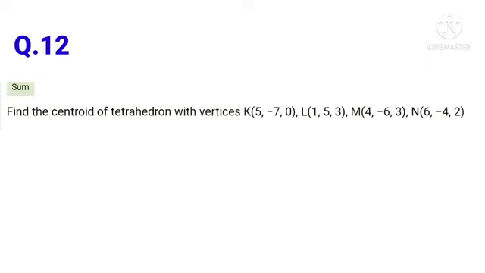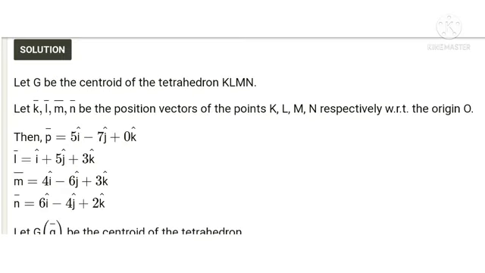And last example, 12th, find the centroid of a tetrahedron with vertices K 5 -7 0, L 1 5 3, M 4 -6 3, and N 6 -4 2. Let G be the centroid of tetrahedron KLMN. We suppose that K bar, L bar, M bar, N bar are position vectors of the points K, L, M, N respectively.